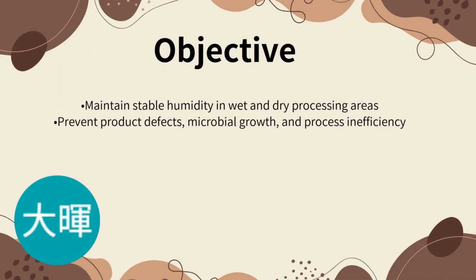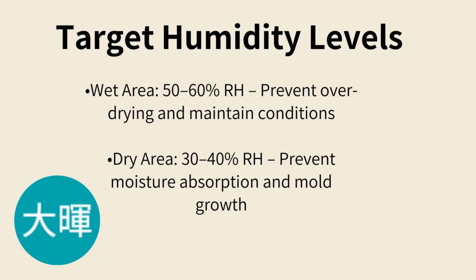The main goal of humidity control in HVAC systems is to maintain stable humidity levels in both wet and dry processing areas. This helps prevent product defects, microbial growth, and processing inefficiency. In wet areas, we usually keep humidity around 50 to 60% to avoid overdrying. In dry areas, we reduce humidity to around 30 to 40% to prevent moisture absorption or mold.